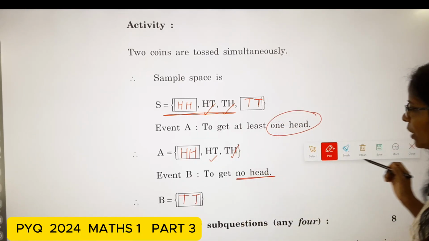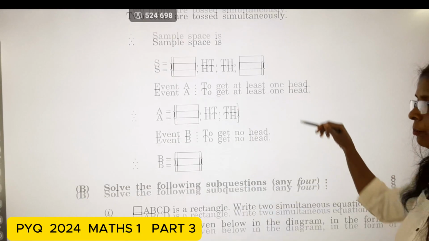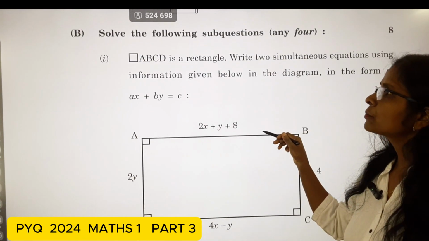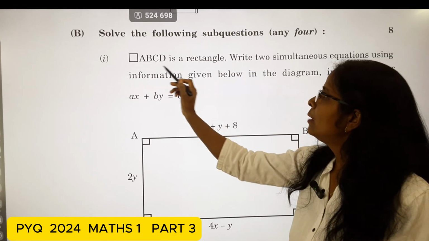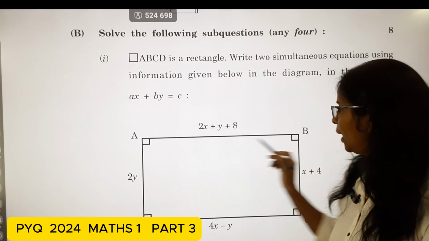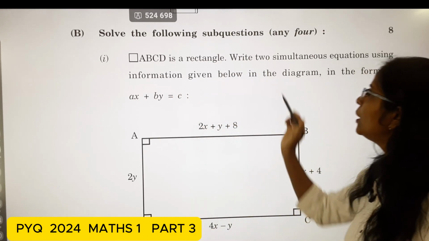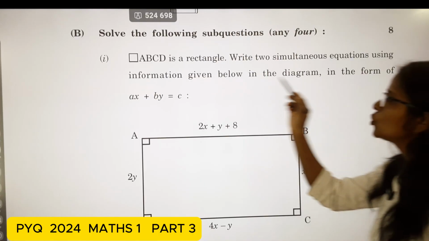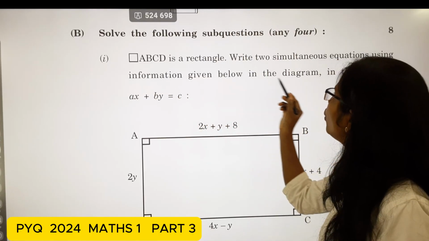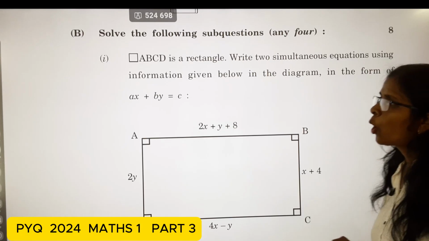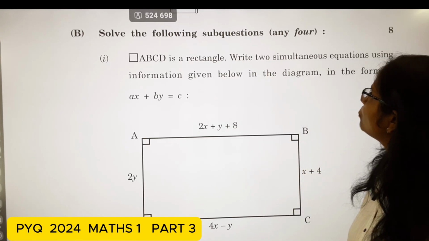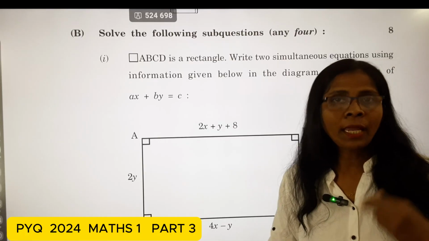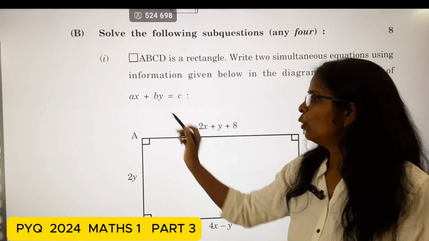Now here the next question, students. Question B, that is question 2B. Solve the following sub questions, any four. Now quadrilateral ABCD is a rectangle. See here, ABCD is a rectangle. Write two simultaneous equations using the information given in the diagram in the form of ax plus by is equal to c. Okay, that is, here we have to form the two simultaneous equations which are in this form.